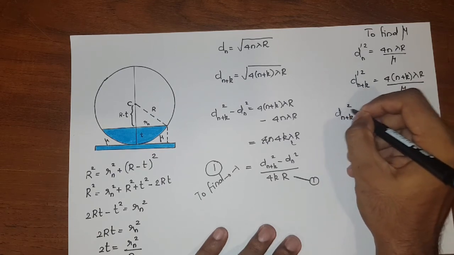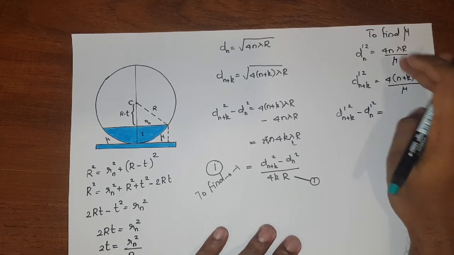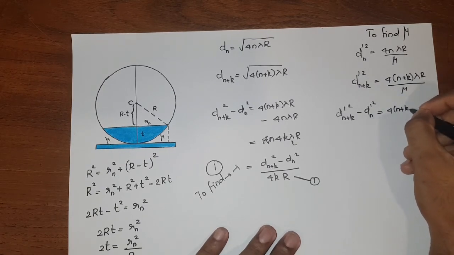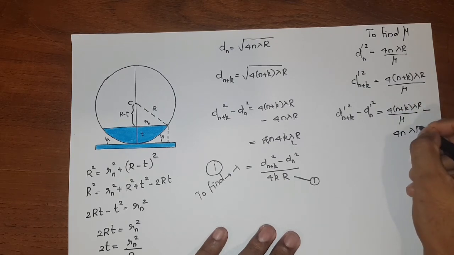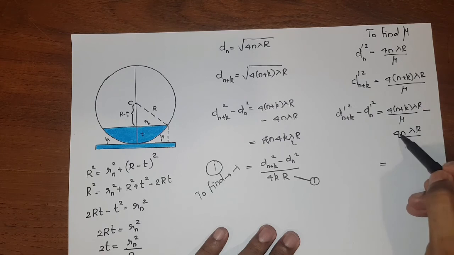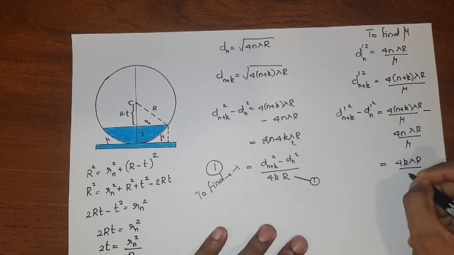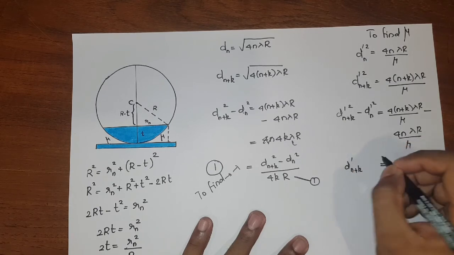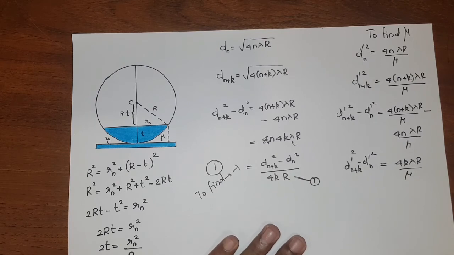D(n+k) dash square minus D(n) dash square will be the subtraction of these two terms. And what will that be? 4(n+k)λR by mu minus 4nλR by mu. This is nothing but, again, what? 4nλR by mu and 4nλR by mu will cancel out. Remaining is 4kλR by mu. That is D(n+k) dash square minus D(n) dash square. Can we do something with this?